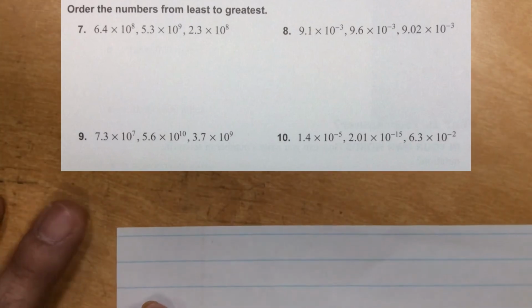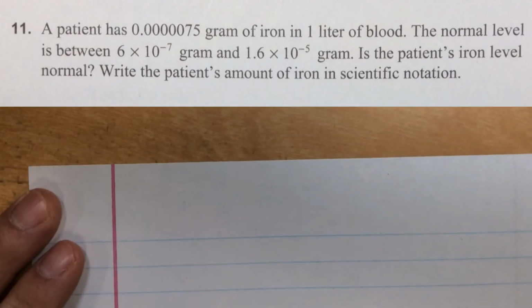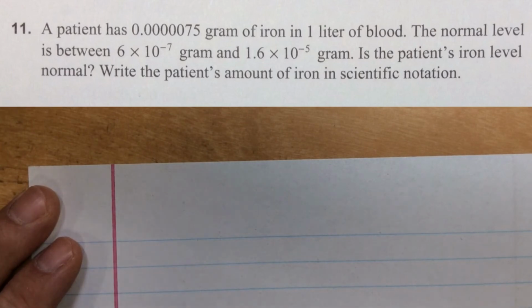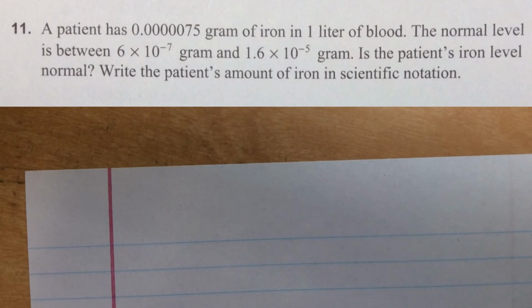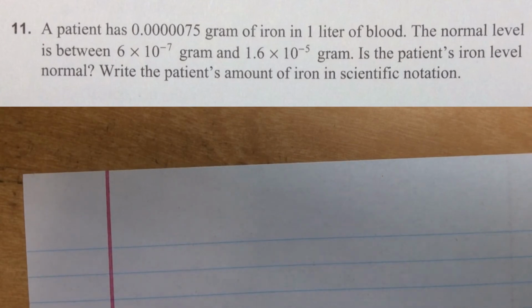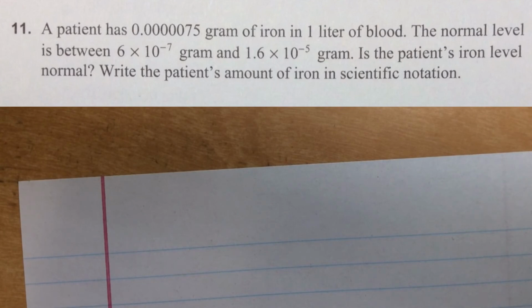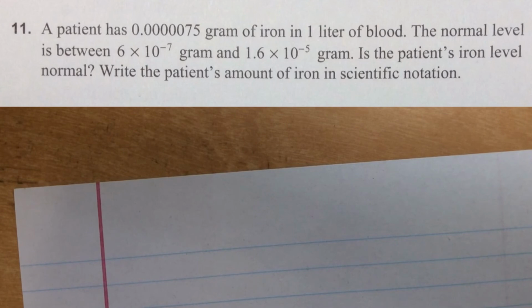The last problem, number 11. On number 11, it says, a patient has 0.0000075 grams of iron in 1 liter of blood. The normal level is between 6 times 10 to the negative 7th gram and 1.6 times 10 to the negative 5 gram. Is the patient's iron level normal? Write the patient's amount of iron in scientific notation. So let's do that first.